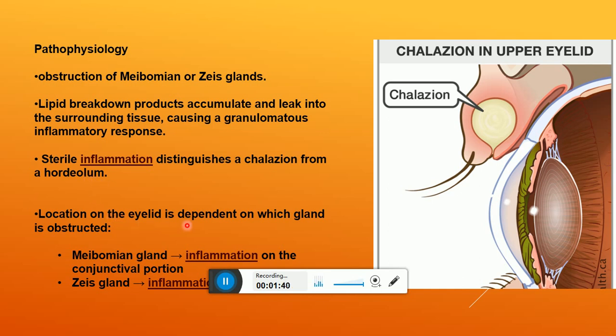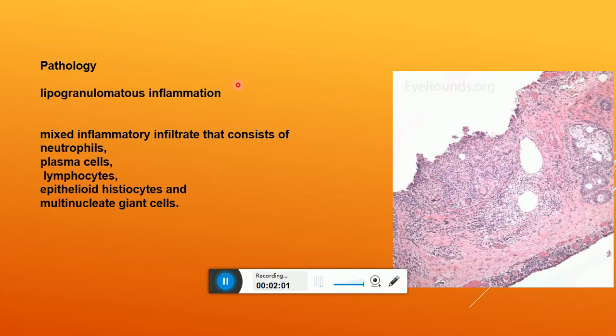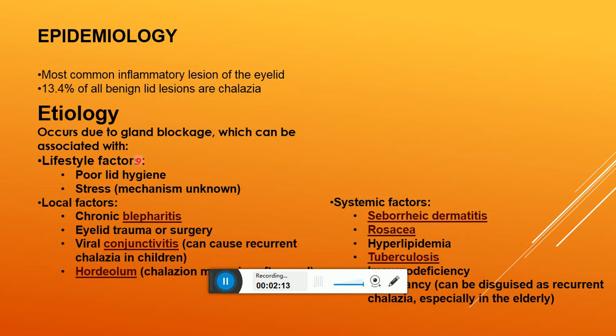Location on the eyelid is dependent on which gland is obstructed. If meibomian gland is obstructed, inflammation will be on the conjunctival portion. If this gland is obstructed, inflammation will be on the skin side. Here this is blocked meibomian glands and the others are normal. So pathology, again, lipogranulomatous inflammation. There are neutrophils, plasma cells, lymphocytes, epithelioid histiocytes and multinucleated giant cells.